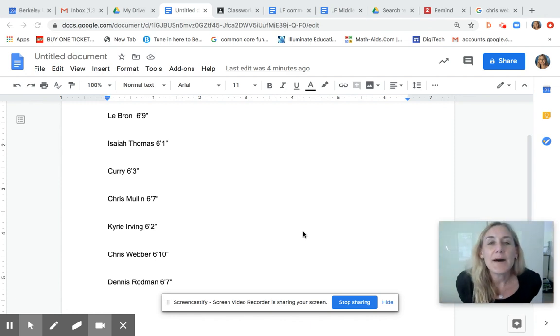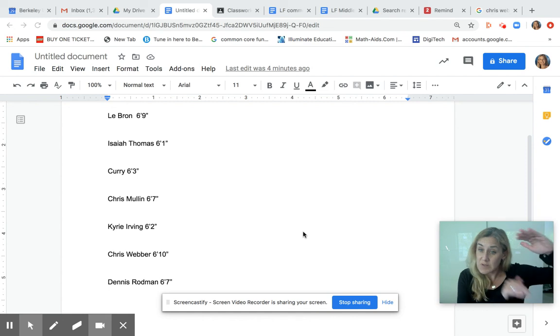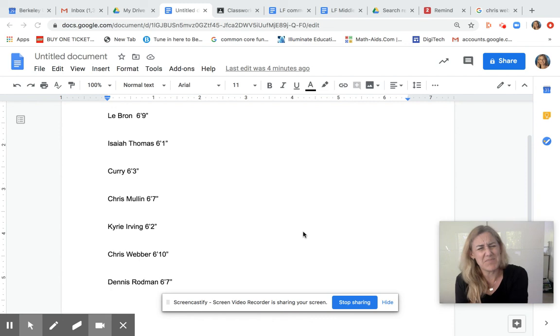Anyway, the important part of height is that it's a perfect example of how two separate inputs, like Mullen and Rodman, can go with the same output. We don't care about that, but it would not be okay. It is not a function if somebody tells you that Curry is 6'3" and Curry is 6'7". You see, that doesn't make sense. There can't be two different outputs for one input. And that is the whole idea of a function.